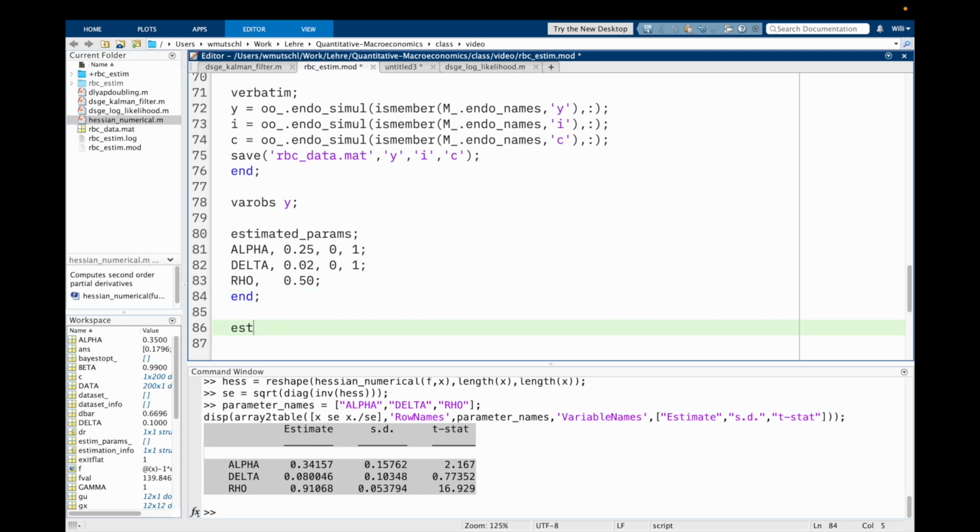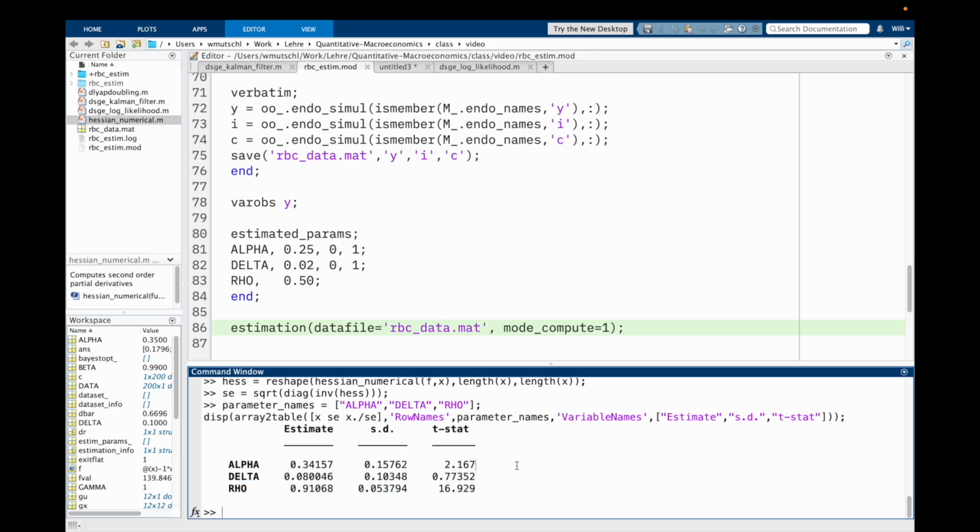And then you call the estimation command. You need to tell Dynare what is the data. That is called rbc_data.mat. Comma, which optimizer do you want to use? fminunc is the optimizer with the number 1. Have a look in the manual, and that's it.